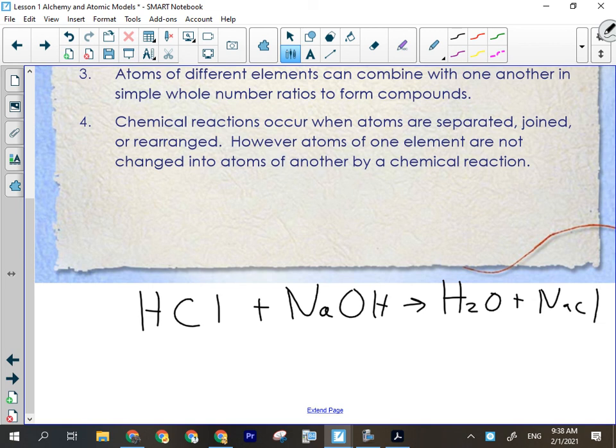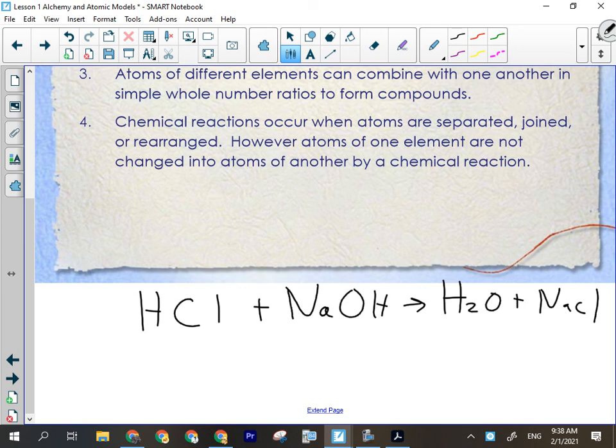Okay, so on this side of the reaction, which we call the reactant side, I'm mixing hydrochloric acid and sodium hydroxide, an acid mixed with a base. Okay? When they react, my products are water and sodium chloride. I got new materials. Did I get any new elements? No. Okay, I still have the same elements on both sides.